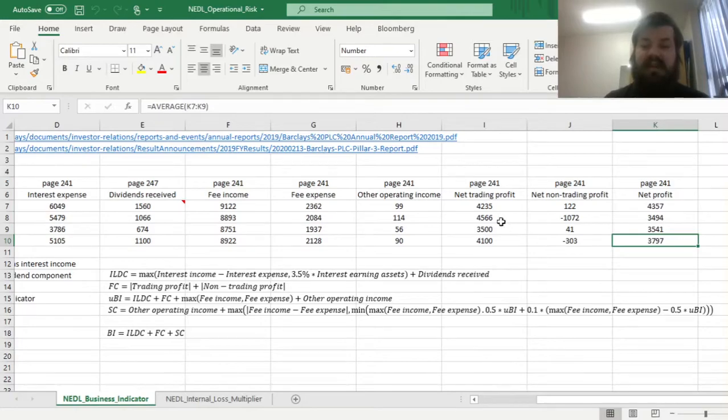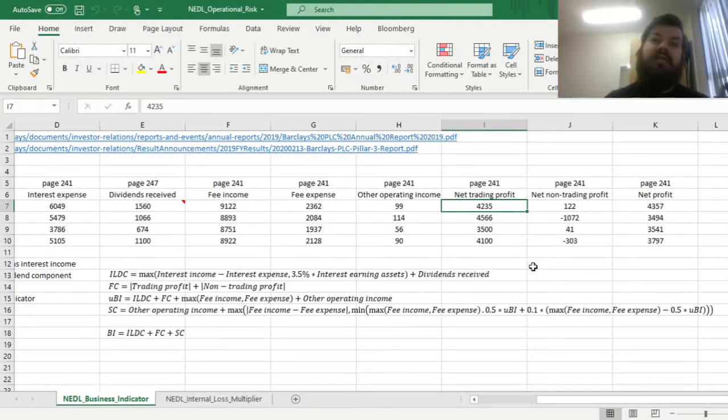For the net trading profit, we can go for the characteristics of the trading portfolios, so net trading income from the Barclays trading portfolio, and to get the net non-trading profit, we can just figure out the difference between the total net profit and the net trading profit, getting us towards the net non-trading profit, quite obviously. So net profit can be seen towards the end of the consolidated income statement.